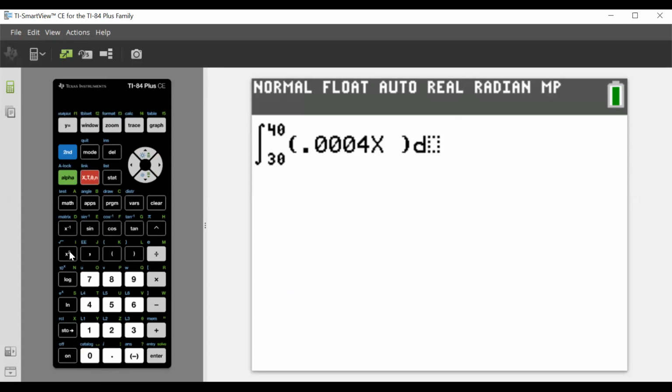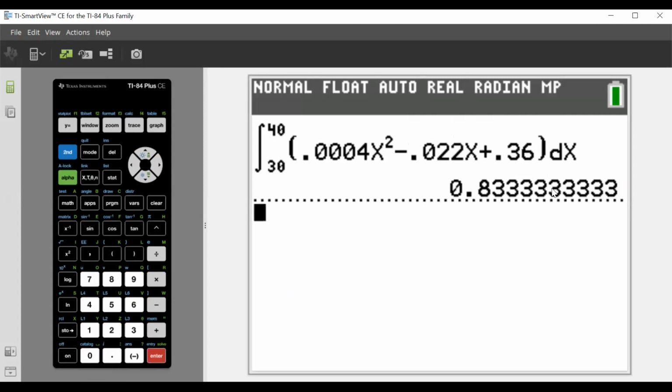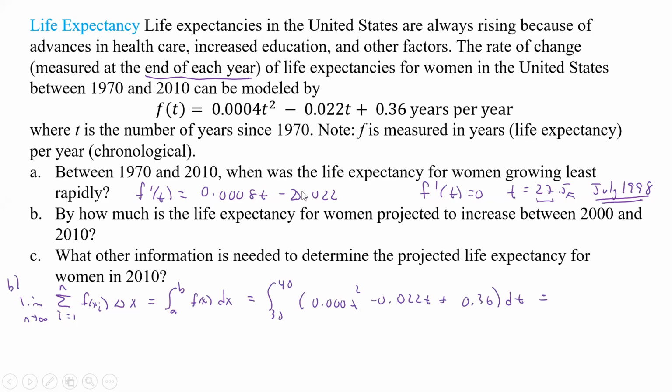0.1234. Then we had x squared. And then we have minus 0.022x plus 0.36, and then our dx, okay? And guess what? When we hit enter, boom, we get our answer, 0.8333333. So wasn't that easy? A lot easier than those tables. So again, 0.8333 and so on, okay? And so that's going to be our value.